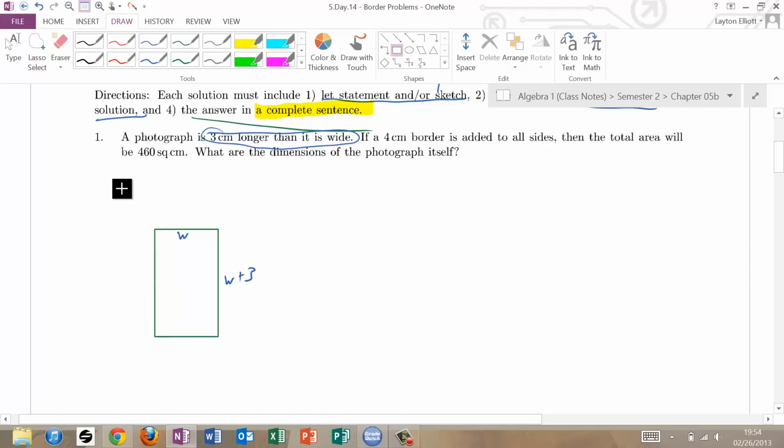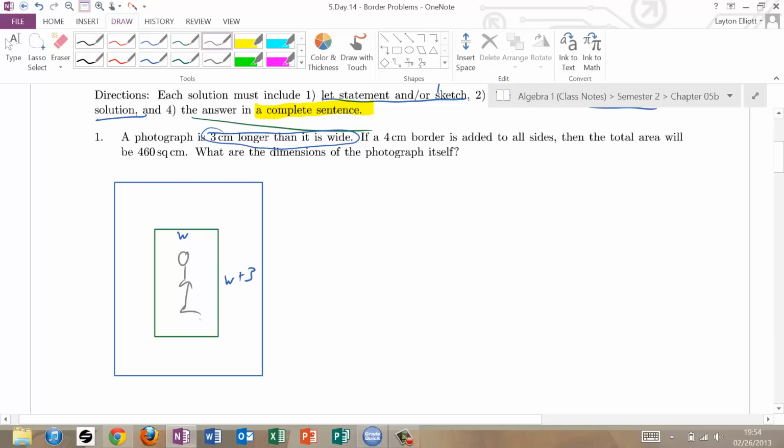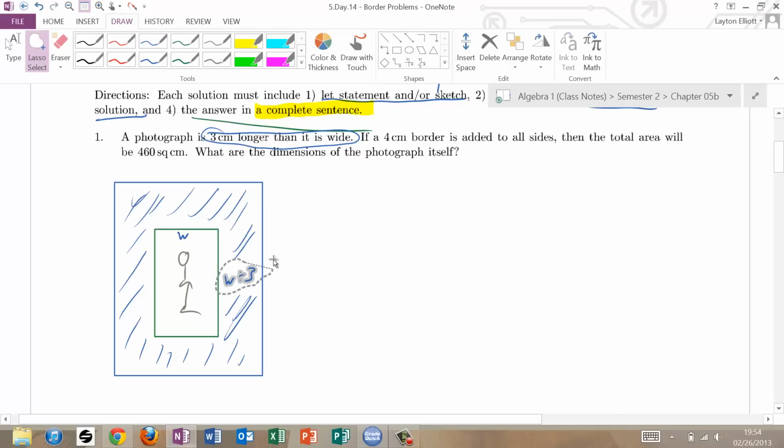I'm going to draw a border around this thing. I'm going to make it a little bit bigger than is needed. So we have a photograph right here. Here's a photo with a person inside. And then we're drawing a border, and it's a border that has a pattern or something. It's going to make the photo look all pretty. And suddenly it can become confusing about what's what. What's the W? What's the W plus 3? So I'm actually going to scoot this W plus 3 over just a little bit so that we know that the W plus 3 is actually the length and the W is the width.